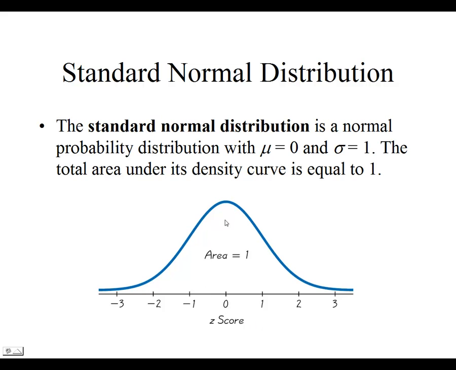0, again, being the mean, right in the middle, and 1 standard deviation above, 2 above, and 3 above, and so forth. This is what we're ultimately going to be using for calculations.